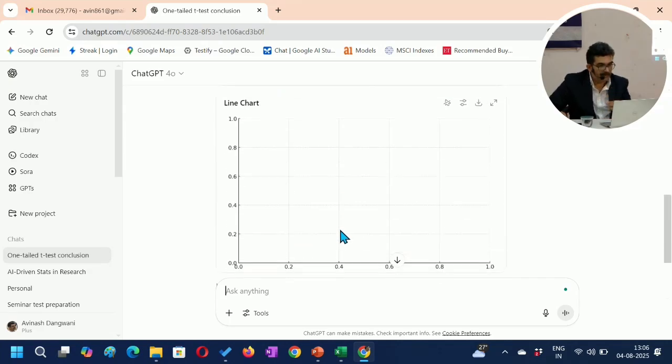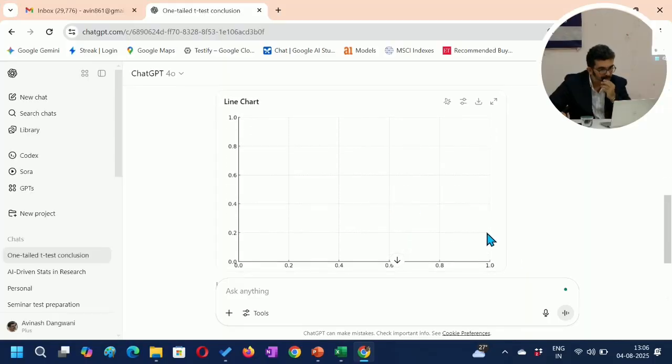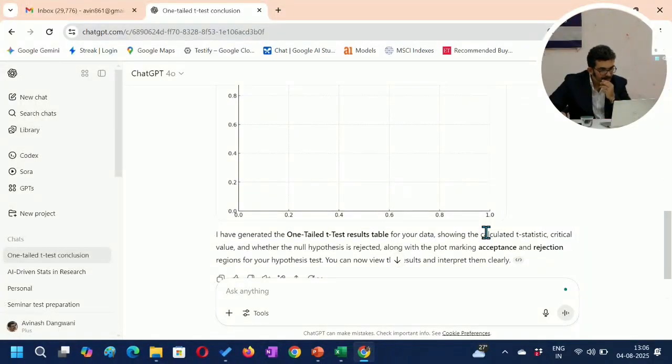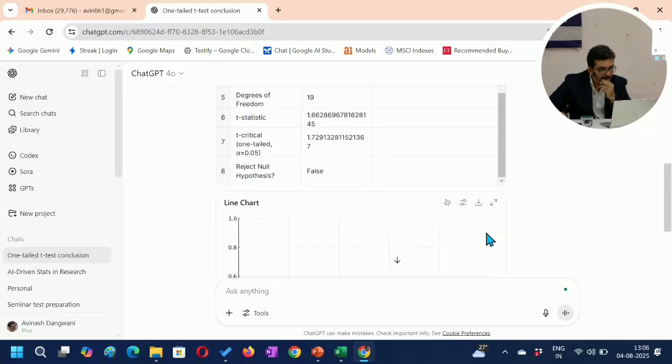That means here, one minute, why is it not showing the graph? It should show the graph properly. It is showing reject null hypothesis false. Okay, that means we have to accept the null hypothesis. Reject null hypothesis false. We are unable to reject, right? And that means we have accepted the null hypothesis.